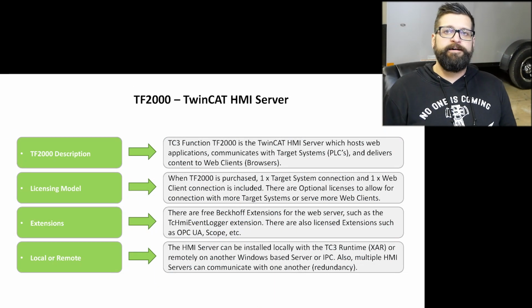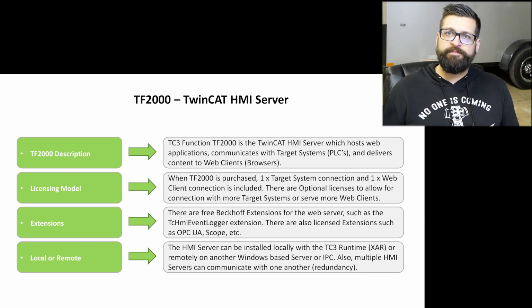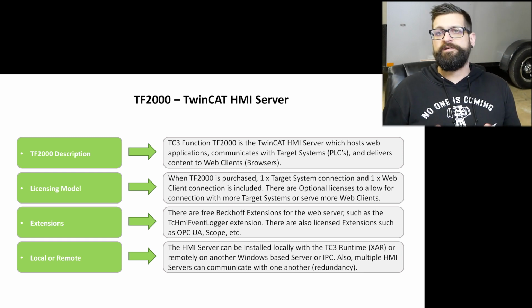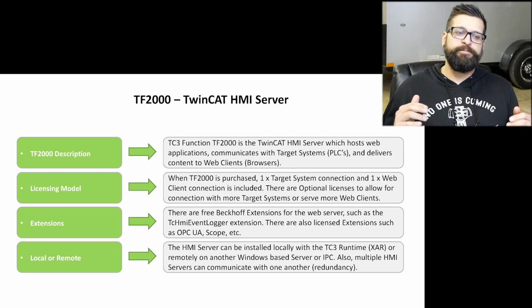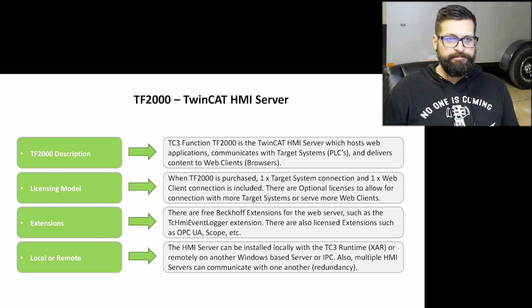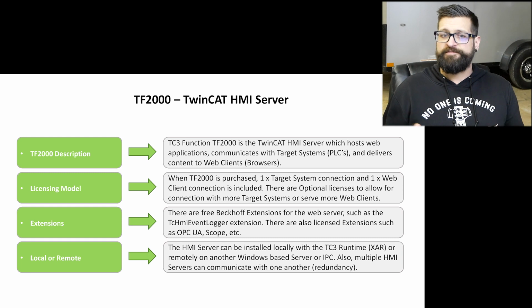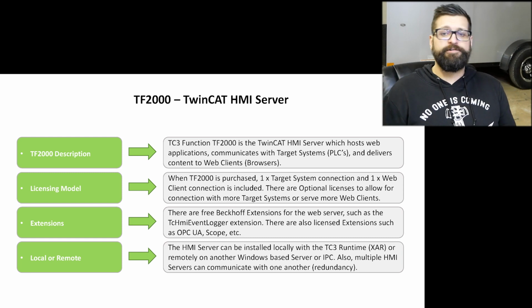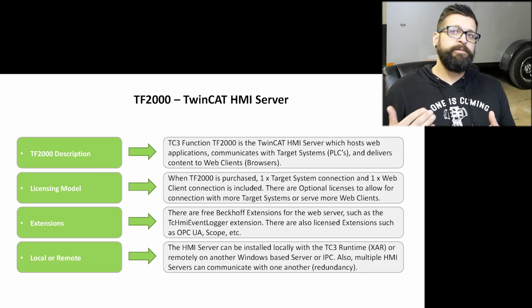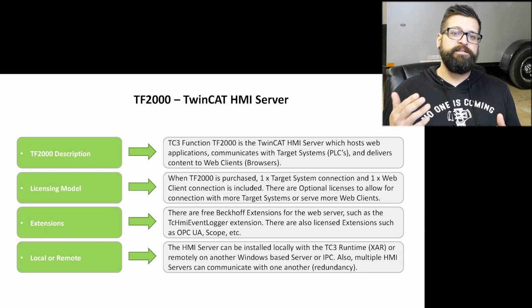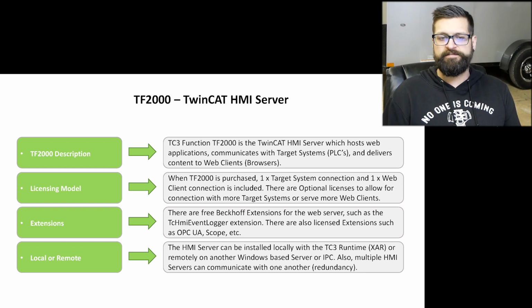As I mentioned, we have TE2000, which is the engineering environment, and then we have TF2000, which is the licensing format for your production web server. So I want to go over the high-level details of the TF2000 package. It's the web server that's going to host our applications. It's going to communicate with our target system. It's going to deliver our web content to clients. So any device that is connecting to that endpoint, it's going to deliver that content, and it's going to handle the interactions from that client to the server and then to the target systems that server is connected to.